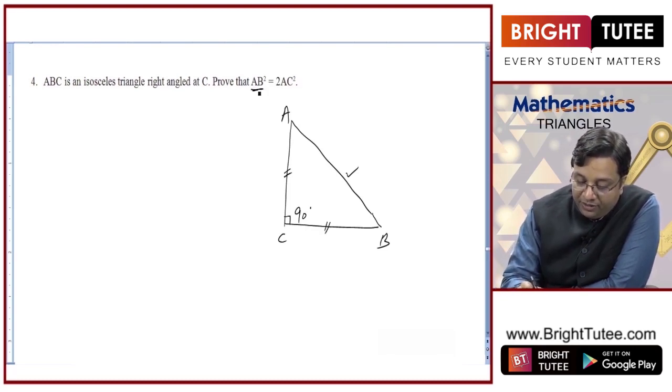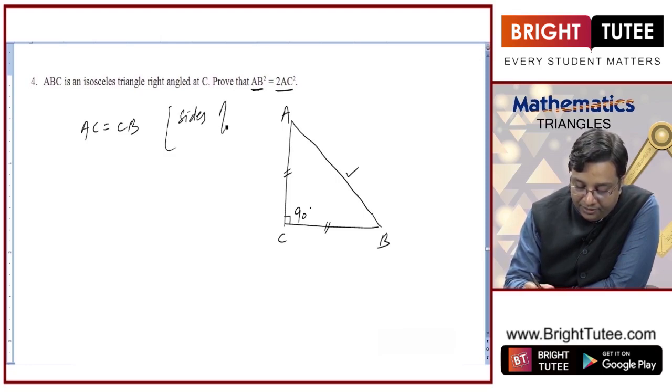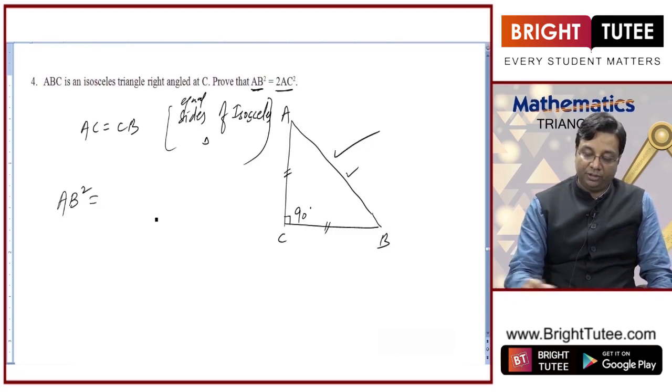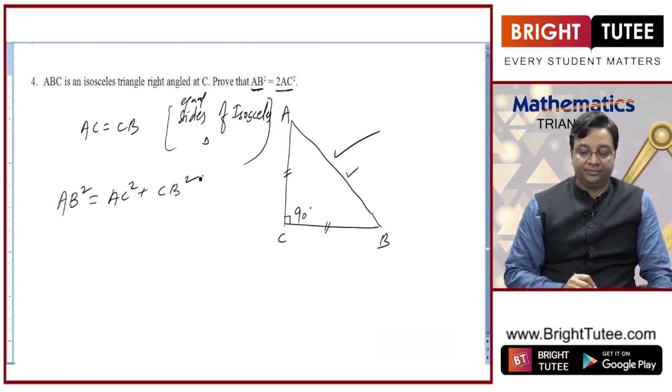Now, I need to prove AB square is equal to twice of AC square. So I can say AC equal to CB, equal sides of isosceles triangle, right. So AC is equal to CB. Now, applying Pythagoras theorem, I can say AB square, that is hypotenuse square, is equal to AC square plus CB square, right.